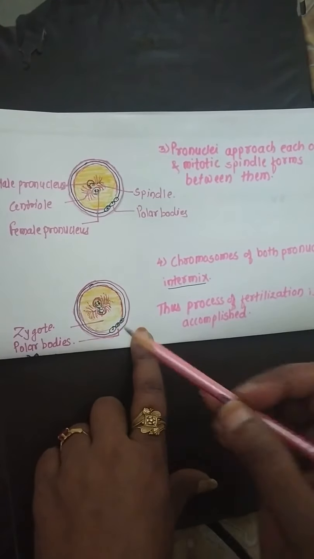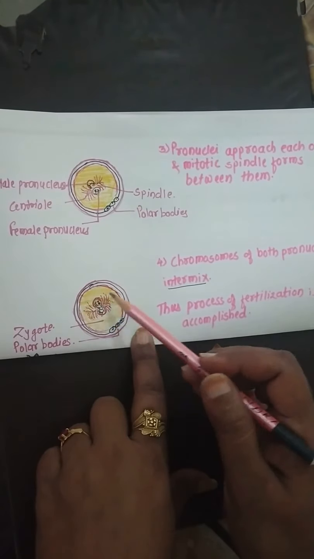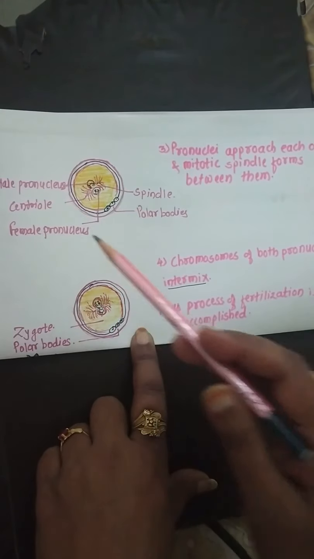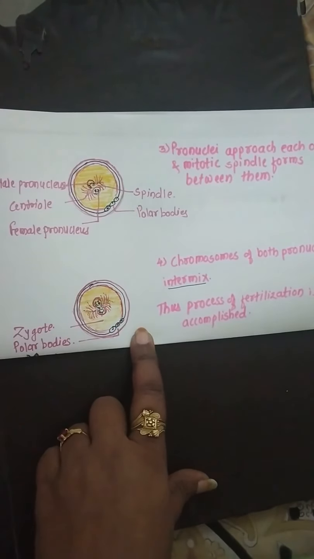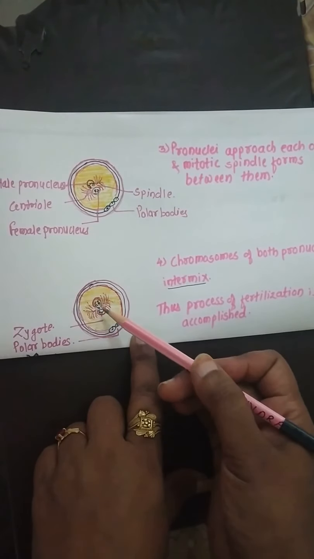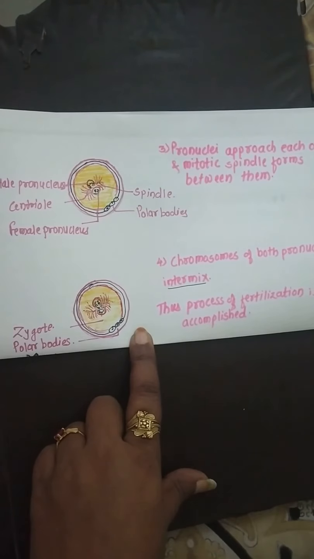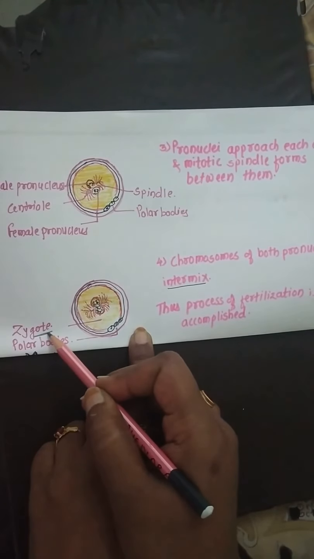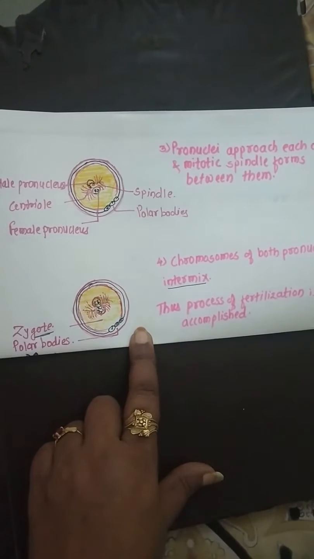Thus the zygote forms with the fusion of both the pronuclei, that is male and female pronuclei, and thus the genetic information of two parents is mixed. That means with the help of sperm and ova, the ovum becomes diploid, and then it is known as zygote. Remember that zygote is diploid, that means 2n, as already studied.